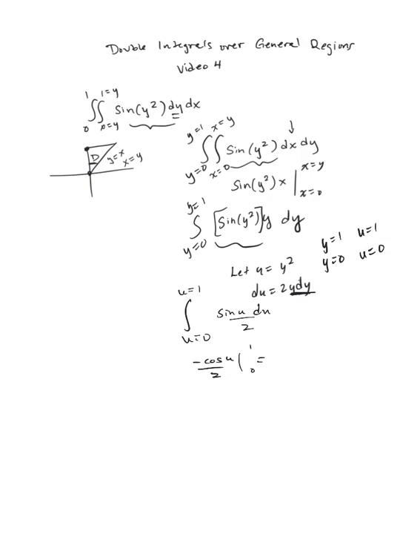Substitute in your upper bound, or you could switch your bounds around and make that a positive, up to you. So we get negative cosine of 1 over 2 minus negative cosine of 0 over 2. And as you know, cosine of 0 is 1. So that's going to be plus 1/2 minus cos 1 over 2.